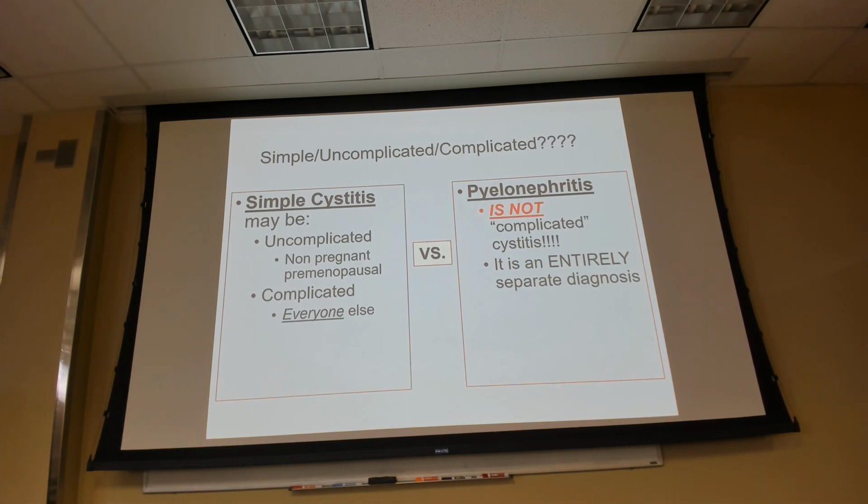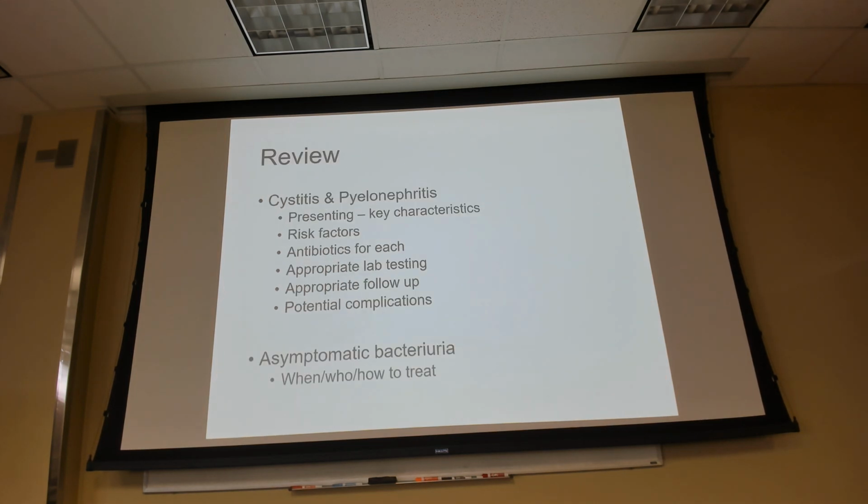But the simple and uncomplicated always get intertwined in people's brains. I want you guys to understand the complicated is not pyelonephritis. Complicated is just a bladder infection in me, for example. Okay? Does that make sense? All right. So, let's go back. Any questions to start off with?